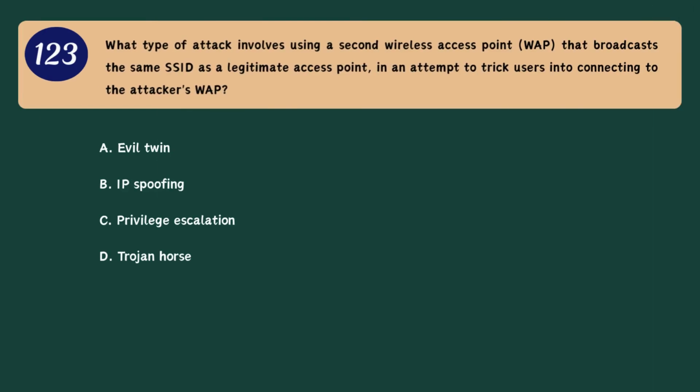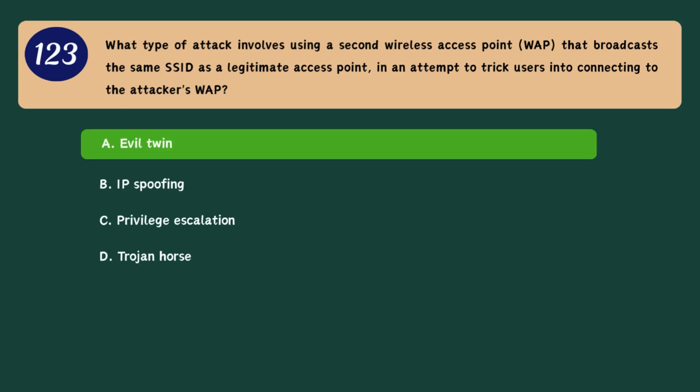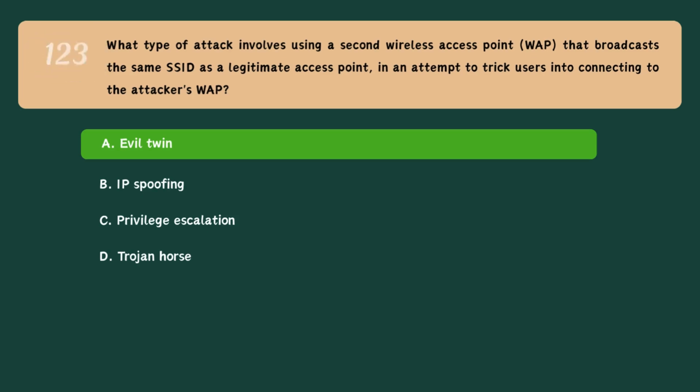Question 123. What type of attack involves using a second wireless access point that broadcasts the same SSID as a legitimate access point in an attempt to trick users into connecting to the attacker's WAP? A. Evil twin. B. IP spoofing. C. Privilege escalation. D. Trojan horse. Correct answer. A. Evil twin.